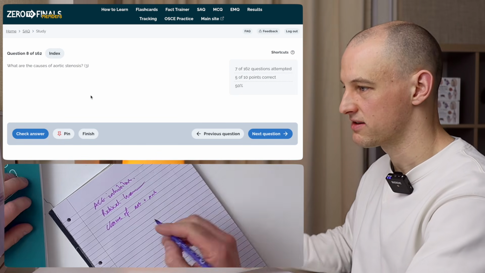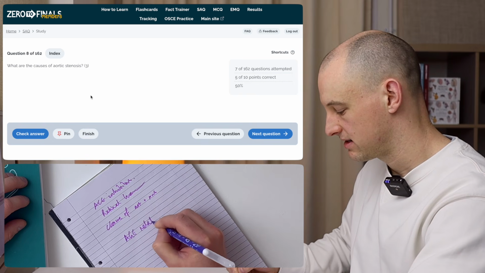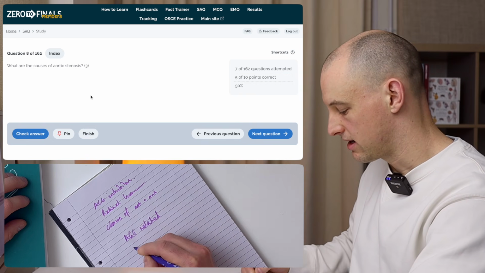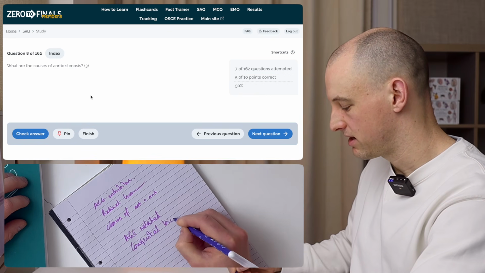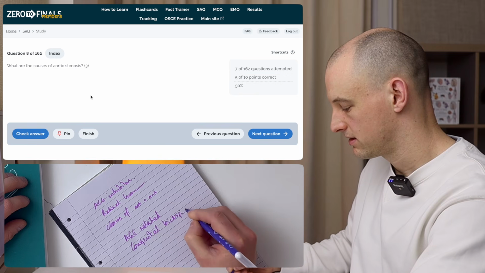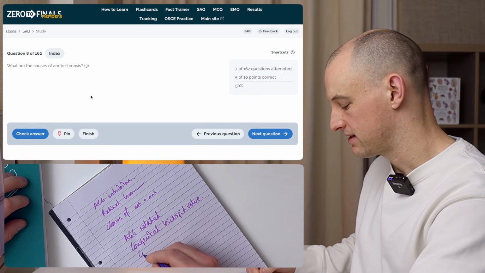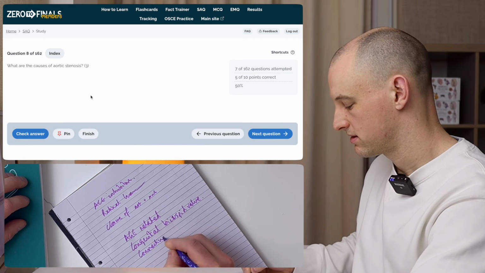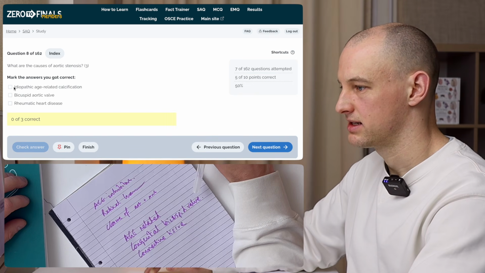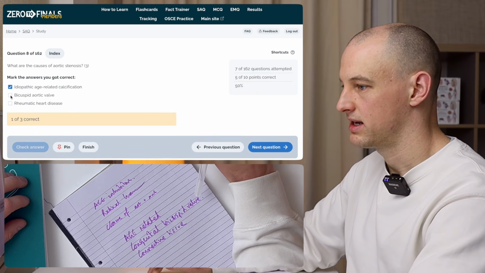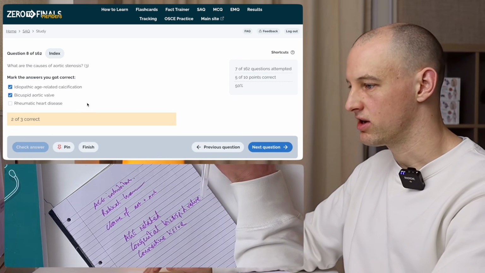Okay, what are the causes of aortic stenosis? I'm going to say age-related, congenital, I think bicuspid valve. And then we could say maybe connective tissue disorders. Okay, check that. Age-related, bicuspid valve, but rheumatic heart disease is something that I got wrong.